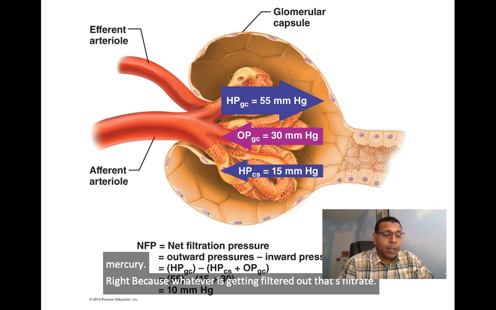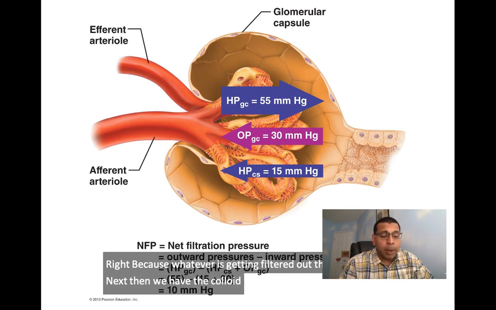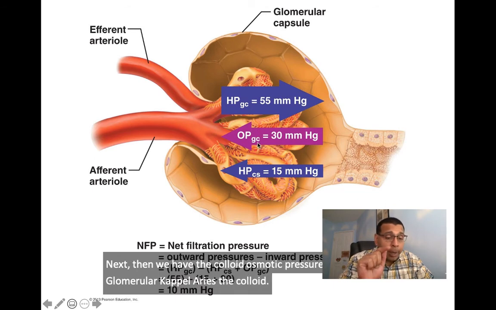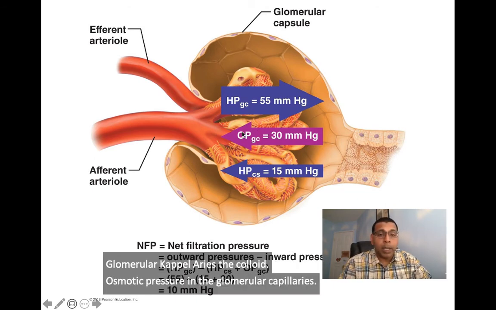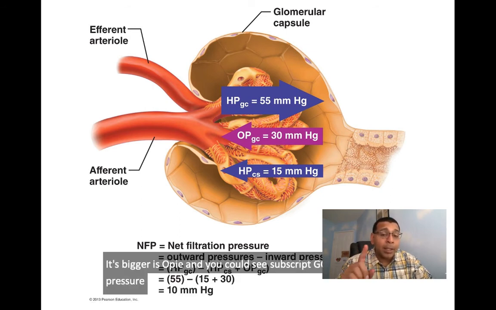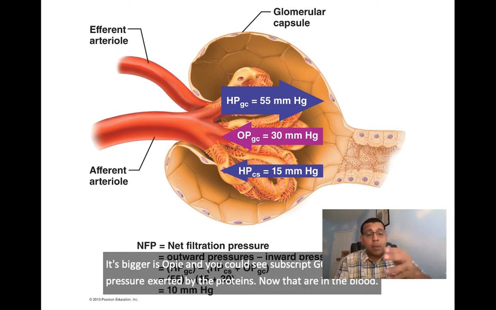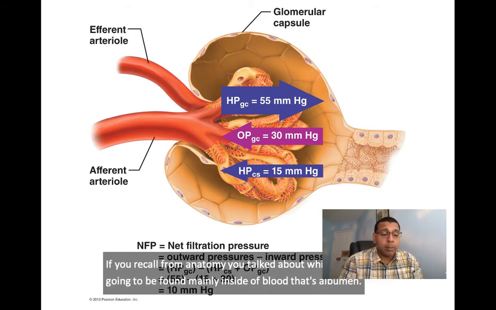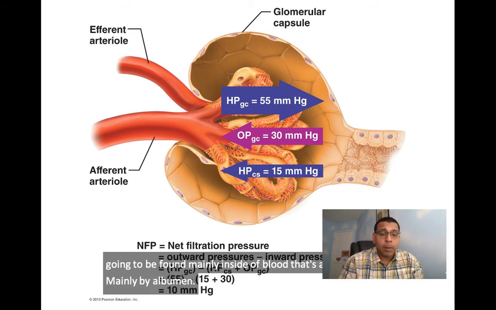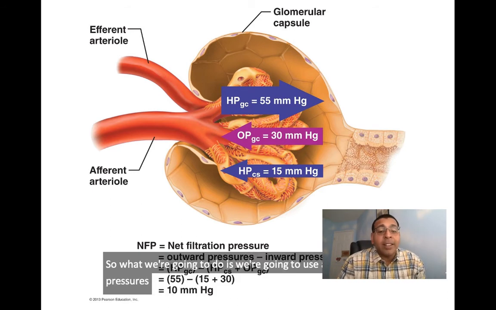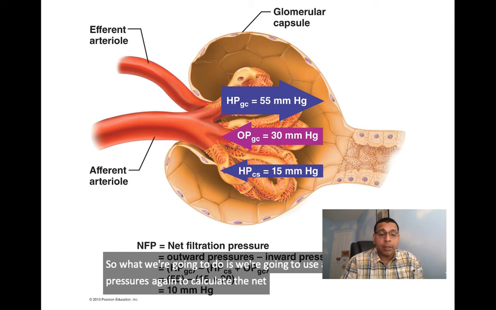Next then, we have the colloid osmotic pressure in the glomerular capillaries. It's abbreviated as OP, and you can see subscript GC. This is the pressure exerted by the proteins now that are in the blood. If you recall from anatomy, you talked about which protein is going to be found mainly inside of blood. That's albumin. So what we're going to do is use all these pressures again to calculate the net filtration pressure.